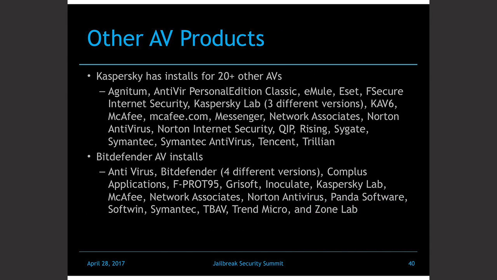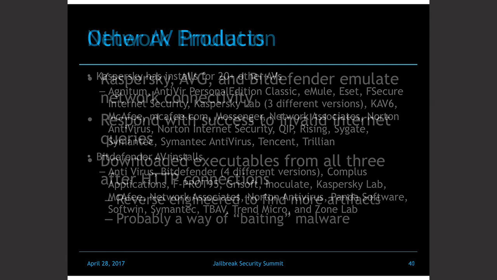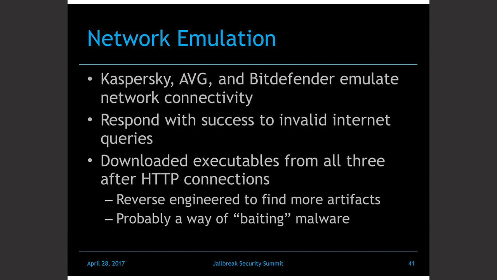Other AV products: a lot of these AV tools, in their emulators, emulate the presence of other AV products to see if maybe malware looks for, say, a particular directory for a particular AV product. If they see that, that might be a heuristic that malware is AV evasive. Network emulation, I already showed you that.